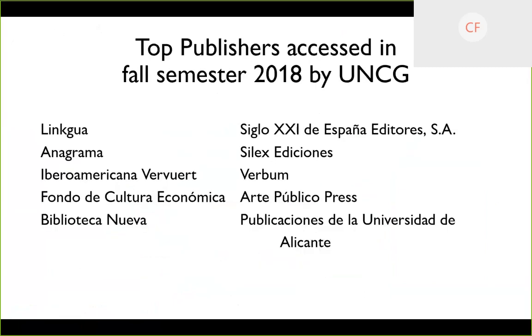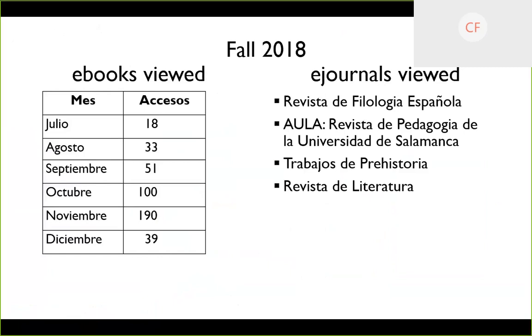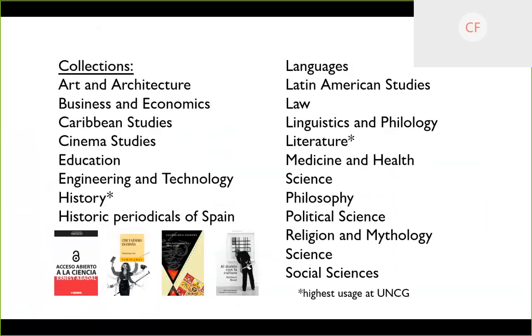And just to get a sense of how our students, faculty and instructors are using Digitalia Hispanica, during the fall semester, these are the top publishers who were accessed. We had over 400 ebook views in the fall, and we had these individual e-journal titles accessed. They arrange their material in collections, and they cover a broad array of disciplines. The highest usage here at UNC Greensboro has been literature and history.